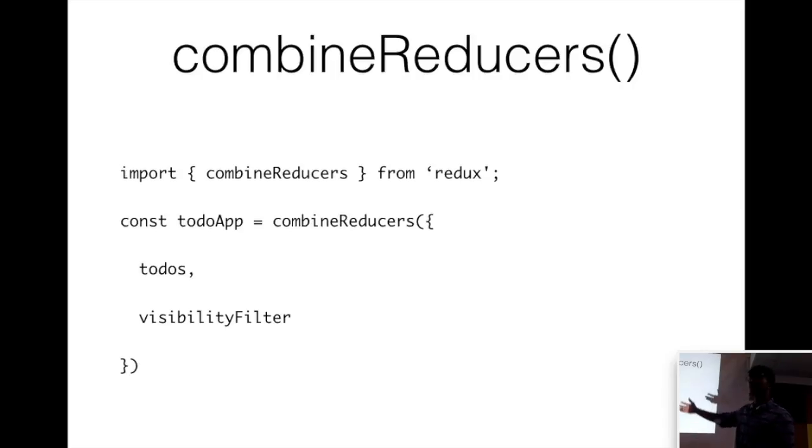So when I say todos, it means I'm passing a function to the todos key, and I'm passing a function to the visibilityFilter key, and this is a shorthand notation. Finally, combineReducers will return a composite reducer function that I can use during my store creation.